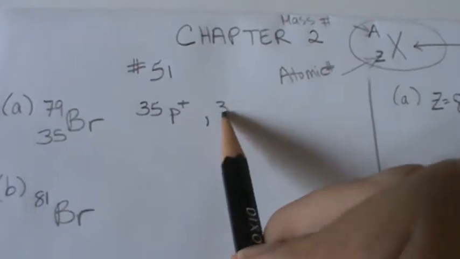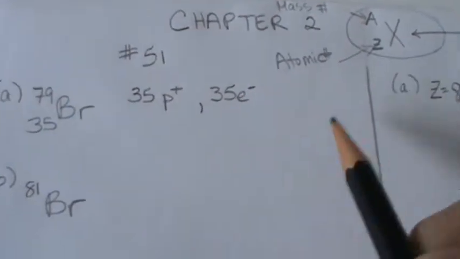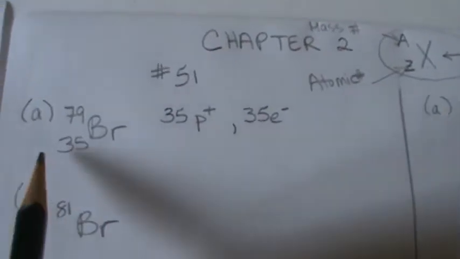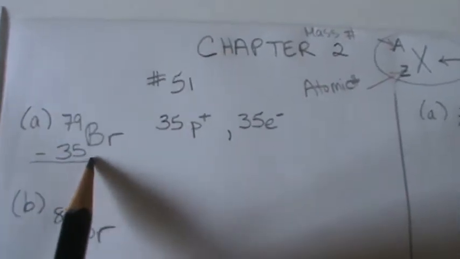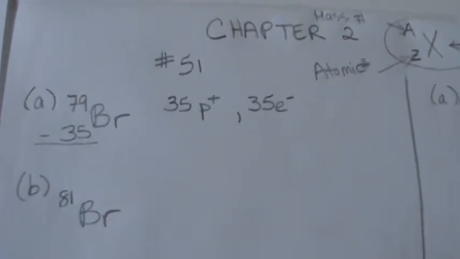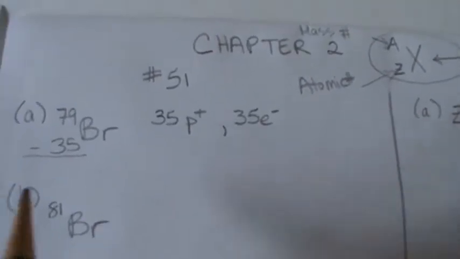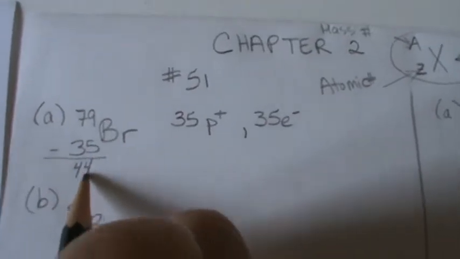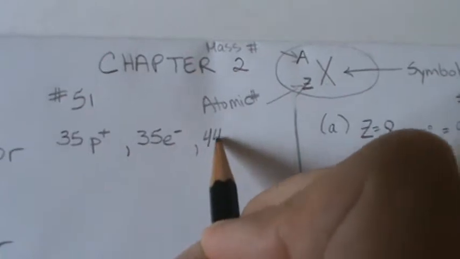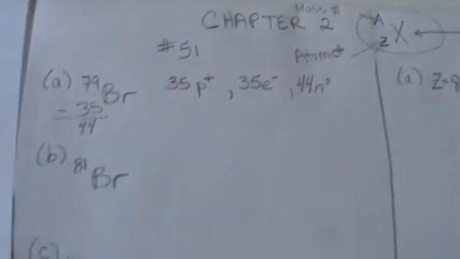In a neutral atom, we would also have 35 electrons, and to find the number of neutrons that we have, we would just subtract 35 from 79. Okay, which gives us 44. Okay, so 44 neutrons.